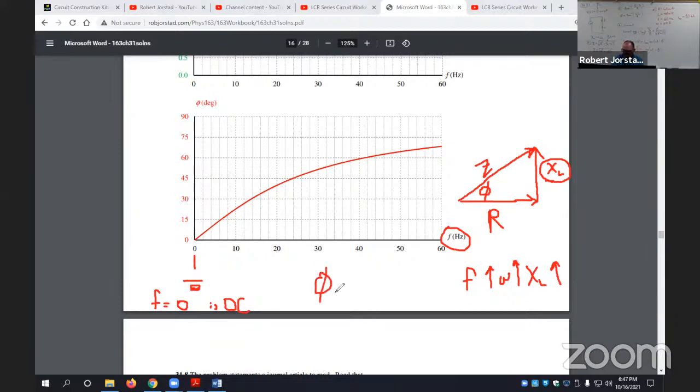Remember, if it helps, phi is equal to tan inverse. For this problem, since there's no X sub C, it's tan inverse of X sub L over R. So in this case, it makes sense that the phase angle keeps creeping up. You start out with no inductive reactance at zero frequency in DC, and then you gradually increase it.